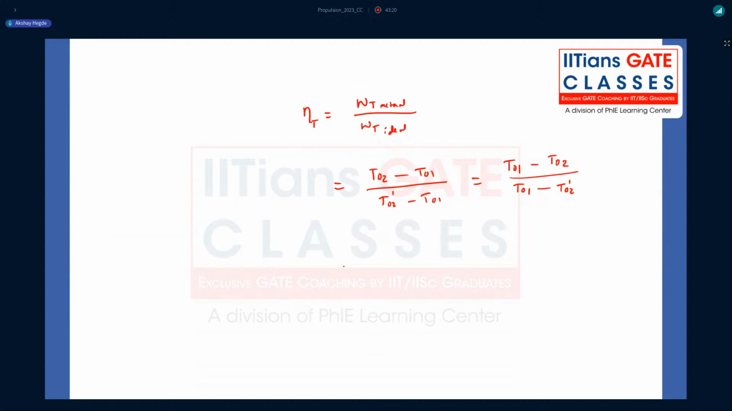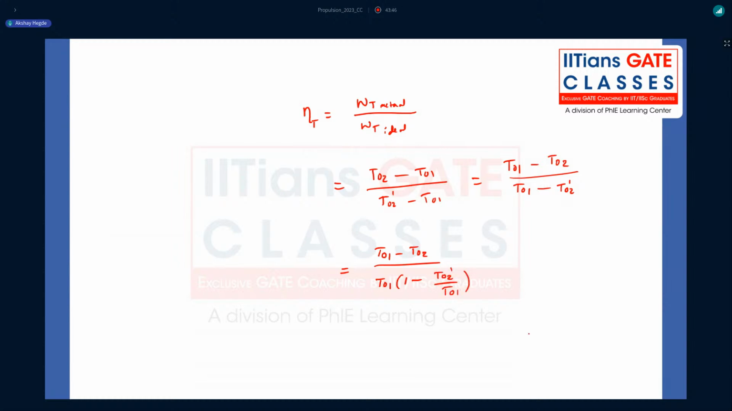So now the numerator part is straightforward. It is already given in the problem. But the denominator T02 dash is not given. Instead, what we have is the pressure values. So for that, I am going to take T01 common. So that makes 1 minus T02 dash divided by T01.